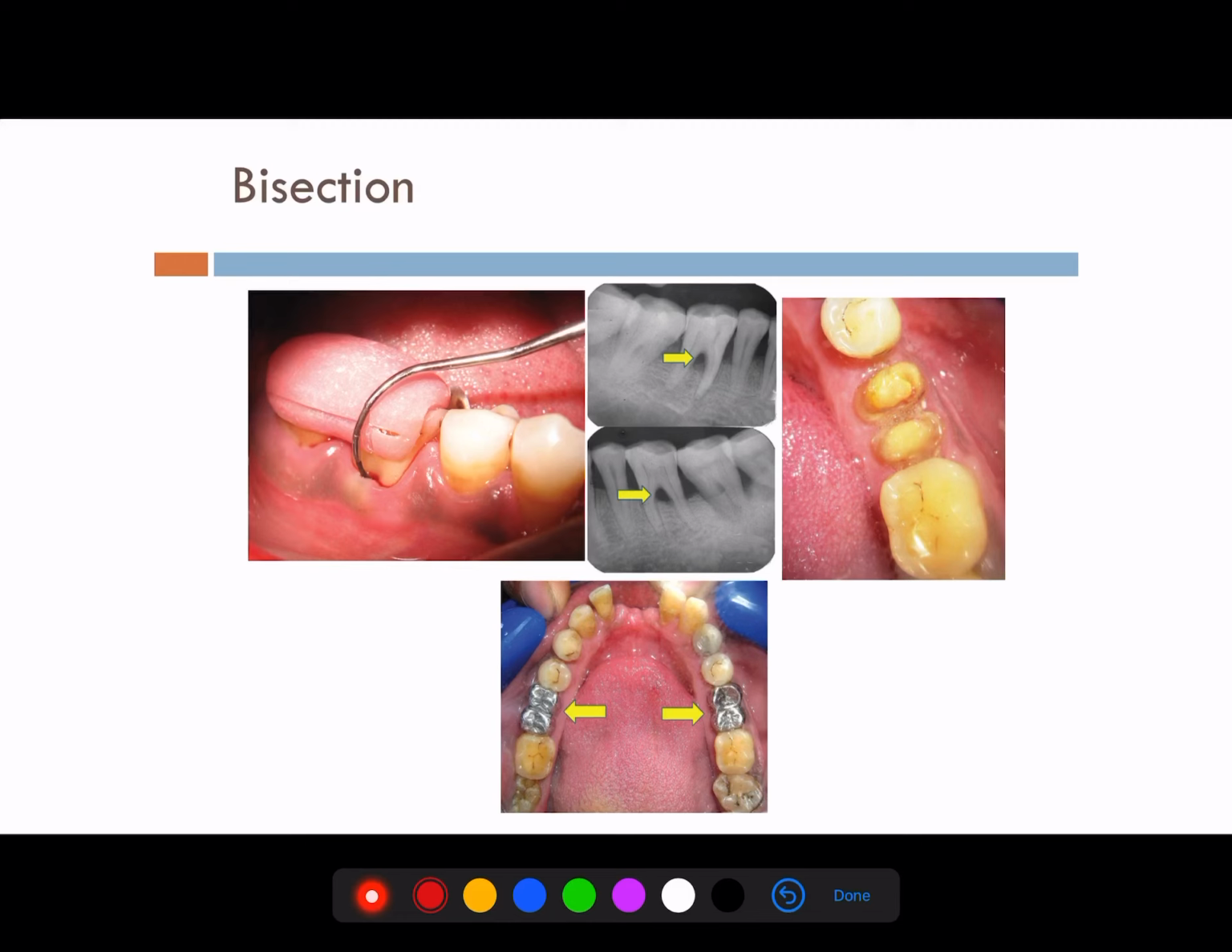Here is one more case, called bicuspidization, where one molar, because of furcal bone loss, is cut like this and made into two premolars. One molar is separated into two premolars by going through the furcation. The best indication is whenever you have a furcal perforation or a severe bone loss in the furcation. In such cases you can go for hemisection, or you can go for bicuspidization or bisection.